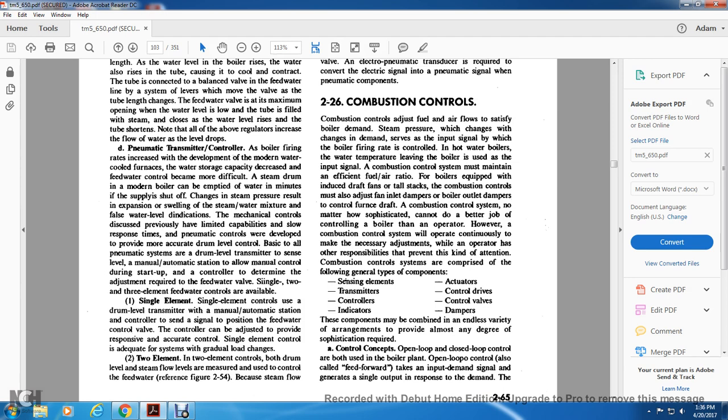Combustion control systems comprise the following general types of components: sensing elements, transmitters, controllers, indicators, actuators, control devices, control valves, and dampers. These components may be combined in an endless variety of arrangements to provide almost any degree of sophistication required. Control concepts. Open-loop and closed-loop control are used both in the boiler and boiler plant. Open-loop control, called feed-forward, takes an input demand and generates a single output response to the demand.